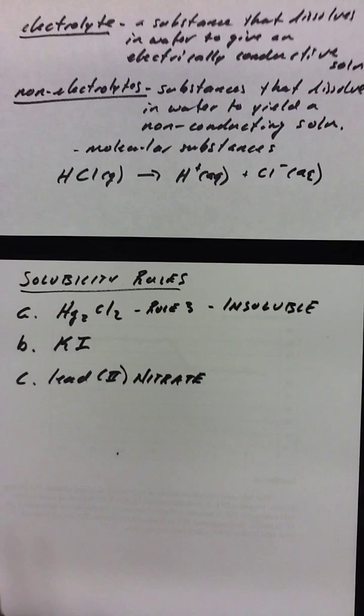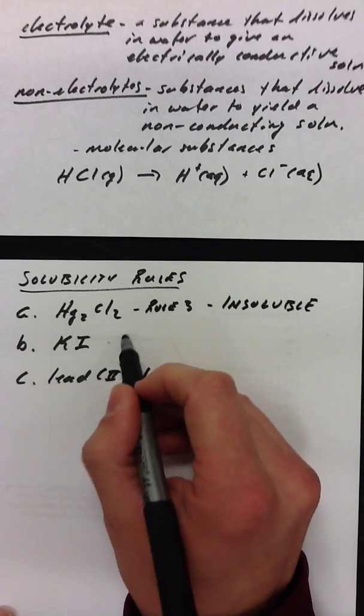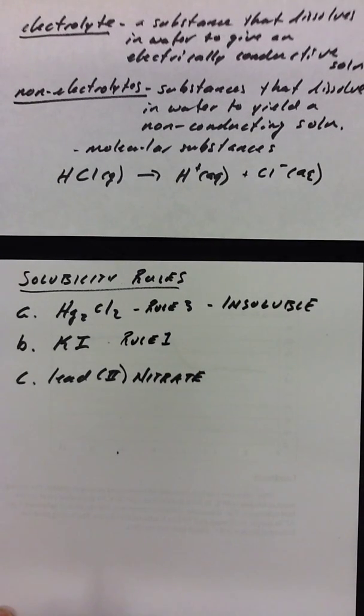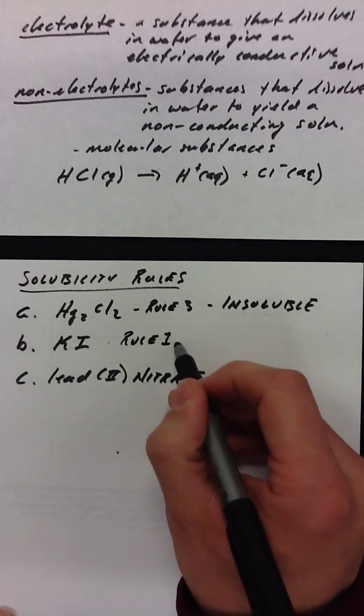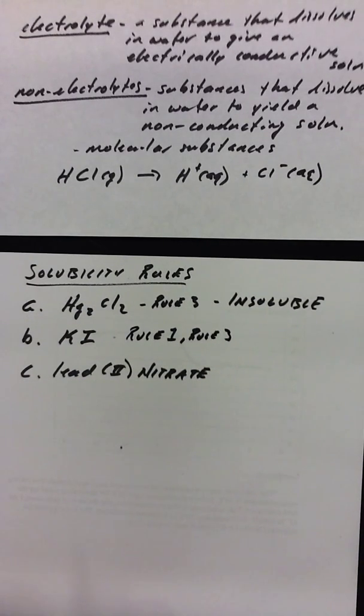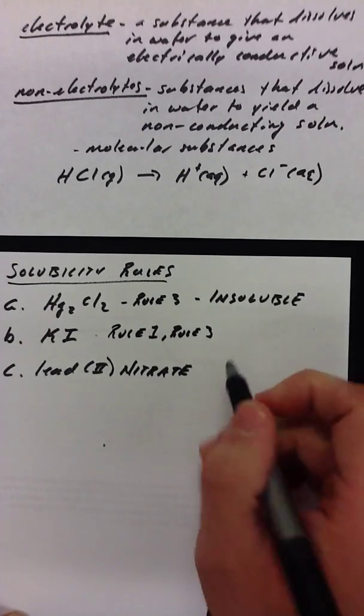So taking a look at potassium iodide, we look at our chart. We say, okay, according to both Rule 1, which says that group 1A compounds are soluble, and Rule 3, that most iodides are soluble, KI is expected to be soluble. So, therefore, KI is soluble in water.